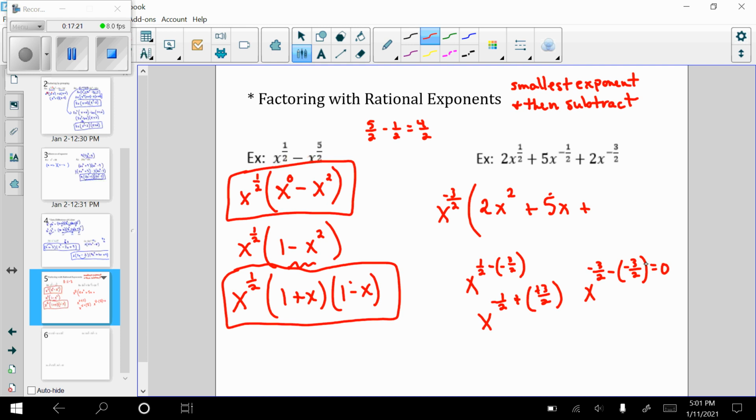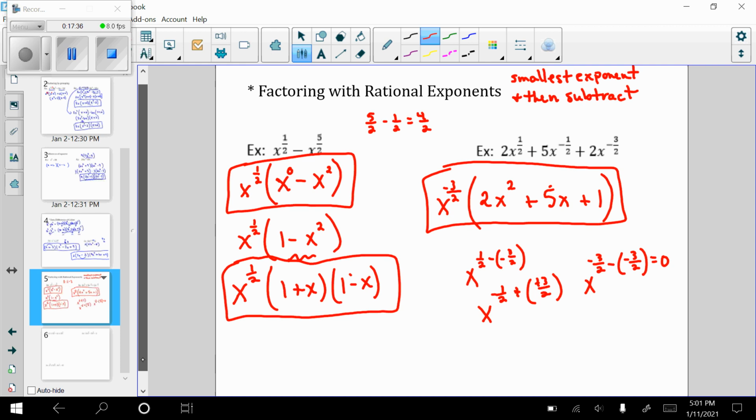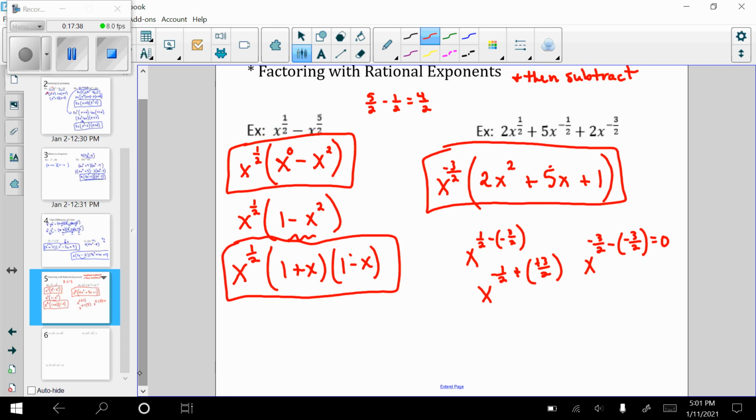So I get x to the 0, which is equal to 1. If you factor out that rational exponent correctly, you should always get whole number exponents on the inside of the parentheses that you're factoring. And I don't think that quadratic can be factored again. 2 times 1 is 2. There's no numbers that multiply to 2 and add to +5.